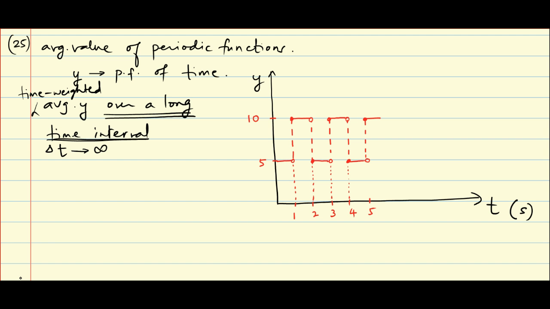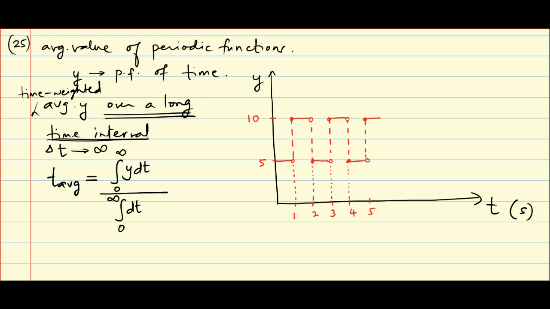So what we want to do actually is the following. We want to find the integral of y dt from t equal to 0 to infinity, divided by the integral of dt from t equal to 0 to infinity. That's what we really want to do. That's called the time weighted average of y over a time interval which tends to infinity.